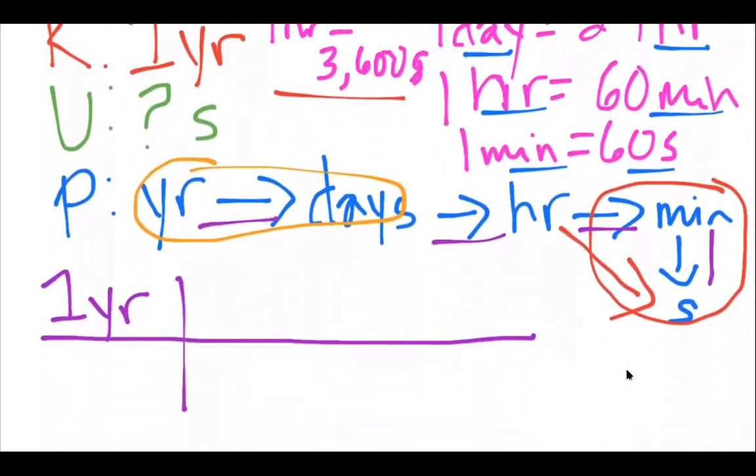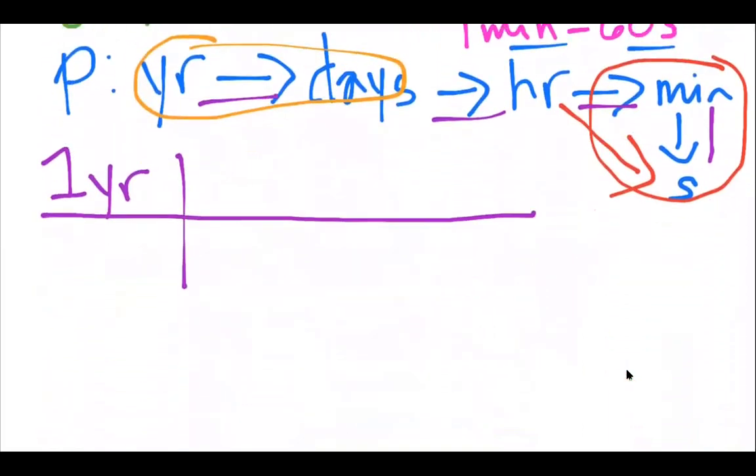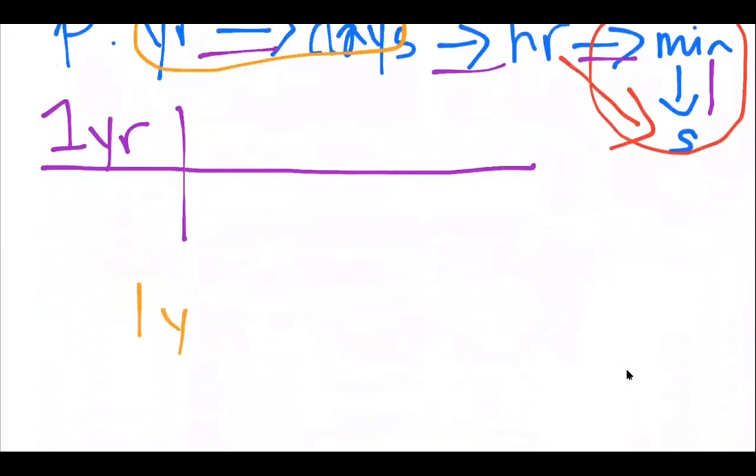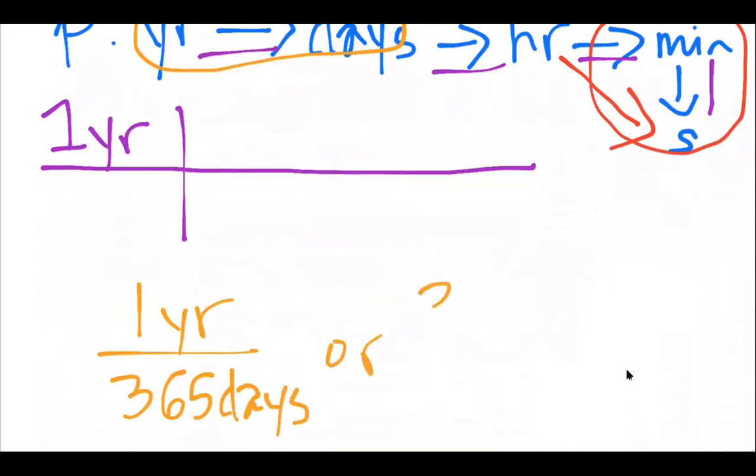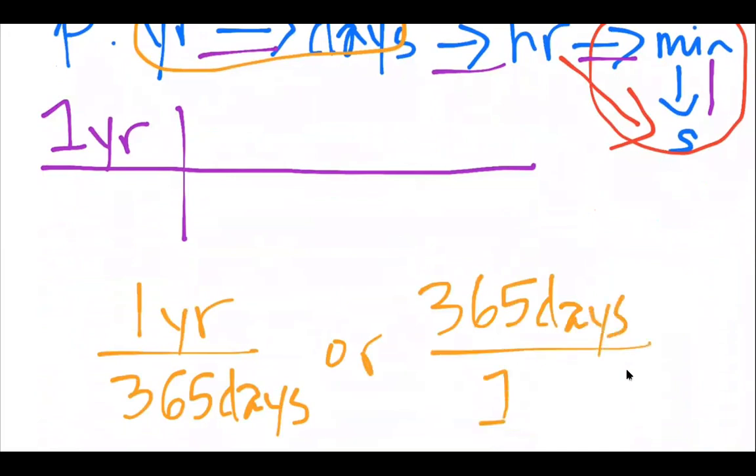So remember, we can turn it two ways. I can write 1 year over 365 days, or I can write 365 days over 1 year. So how do I know which one is the correct one to use? What do you guys think? Anybody have an idea? The first one, because you're trying to go to the year to 365 days. Okay, so which one would I pick? The first one. Okay, you think the first one?